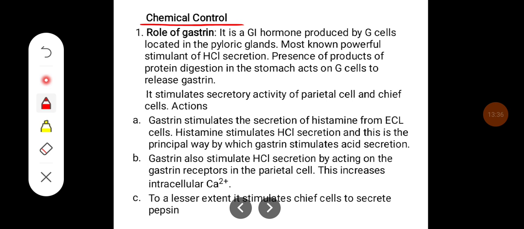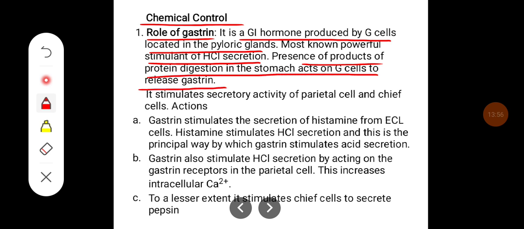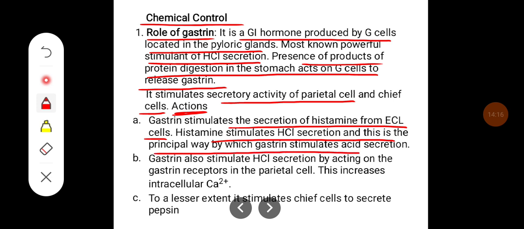Chemical control. Different chemicals play important roles. Gastrin is a GI hormone produced by G cells located in the pyloric glands, the most powerful known stimulant of HCl secretion. Presence of the products of protein digestion in the stomach acts on G cells to release gastrin. It stimulates secretory activity of the parietal cells and chief cells. The actions of gastrin are: gastrin stimulates the secretion of histamine from enterochromaffin cells. Histamine stimulates the hydrochloric acid secretion, and this is the principal way by which gastrin stimulates acid secretion. Gastrin also stimulates hydrochloric acid secretion by acting on the gastrin receptor in the parietal cell. This increases the intracellular calcium. To a lesser extent, it stimulates the chief cells to secrete pepsin.